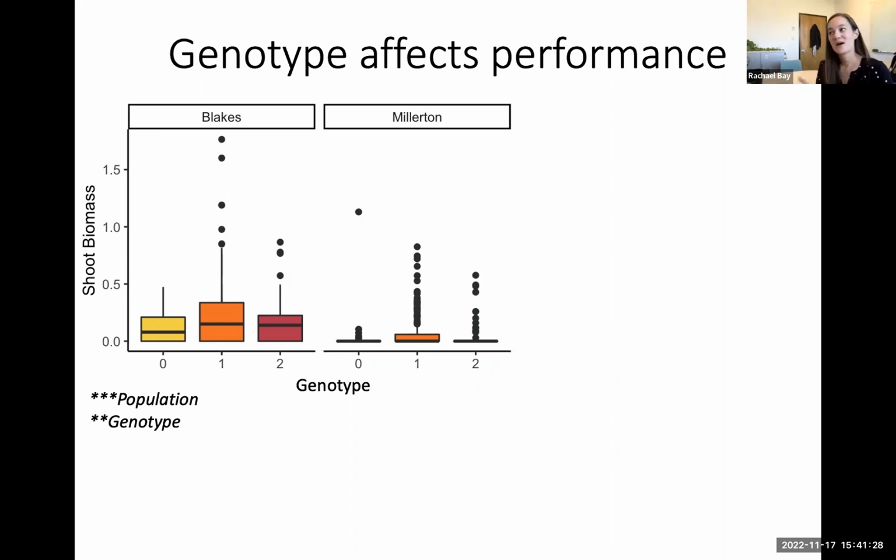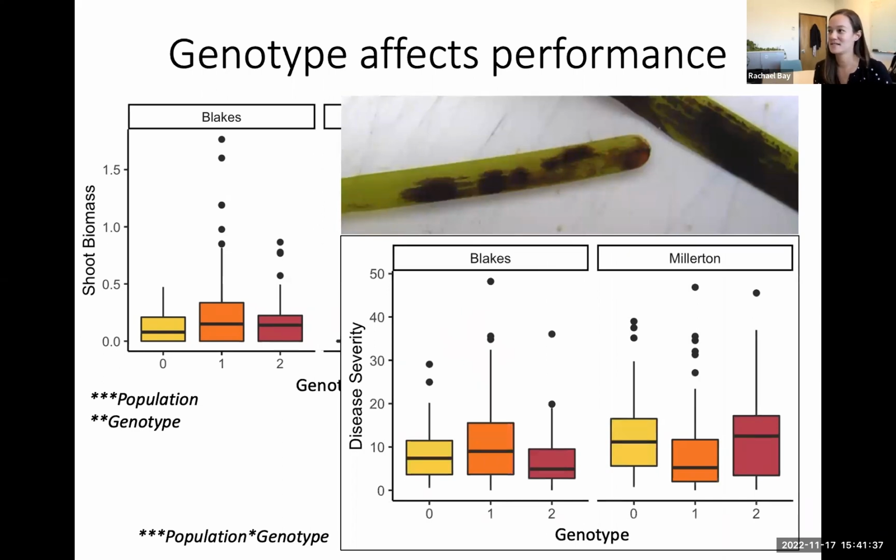But not all phenotypic correlates are as clear. So here's another one. One thing that happens to eelgrass is that it has this wasting disease that's caused by a protist that actually decimated Atlantic eelgrass populations since the 30s. We expect something like a 90% decrease in the last century. And the lesions look like the picture that you see here. And we see a really different signal here. We see an interaction between population and genotype.